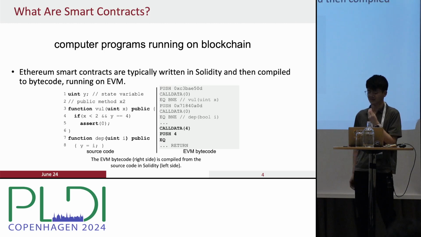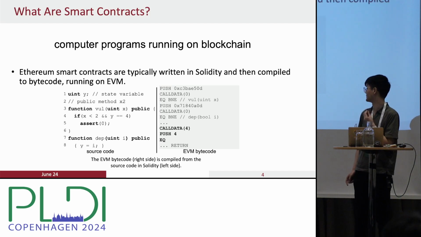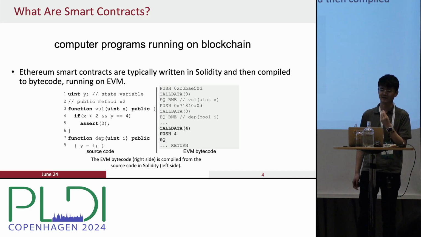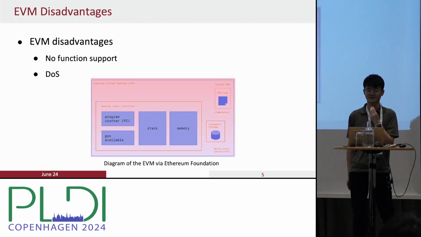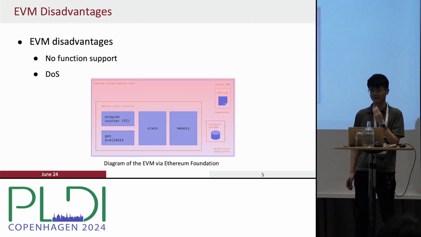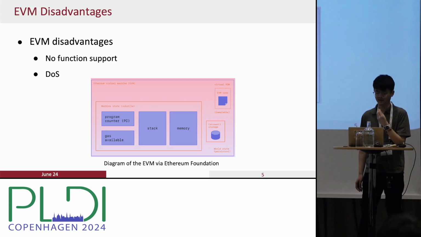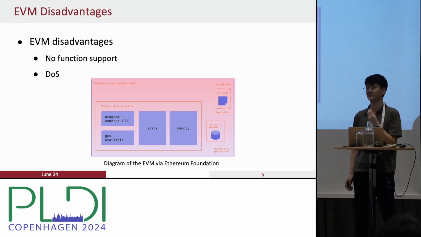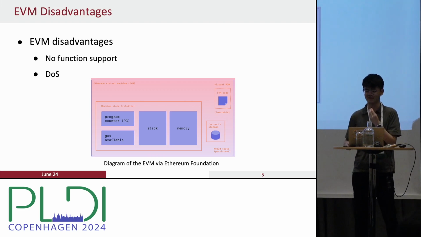So basically, Ethereum smart contracts are written as source code in Solidity, as on your left hand, and can be compiled into the bytecode, on your right hand. This bytecode is actually the program running on the blockchain, and will be interpreted by the virtual machine called EVM. But EVM has some disadvantages by design. For example, there's no function support, and it may suffer from DOS attacks because all operations on the EVM are 256 bits. So everything running on the EVM is expensive.